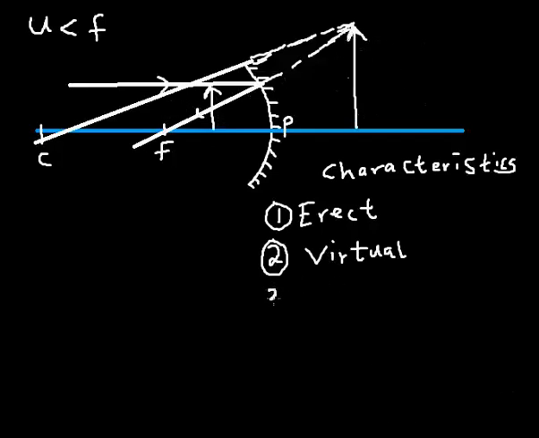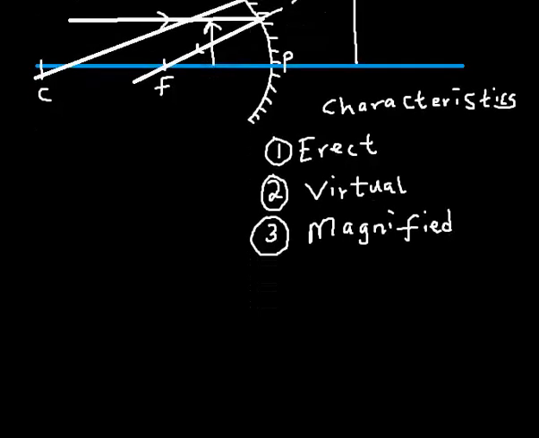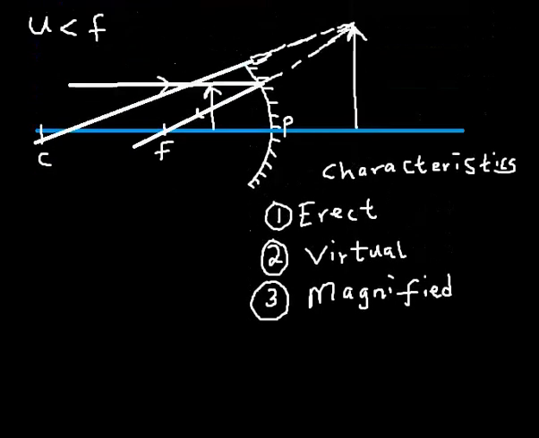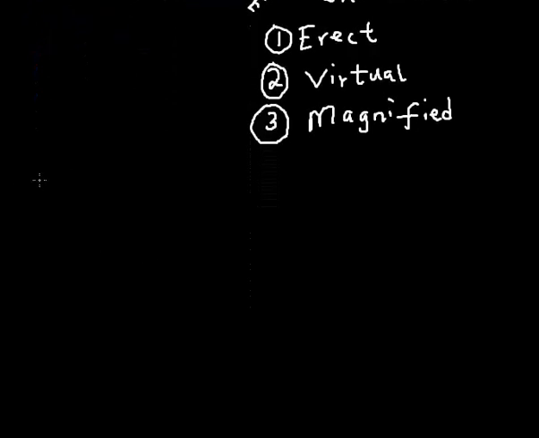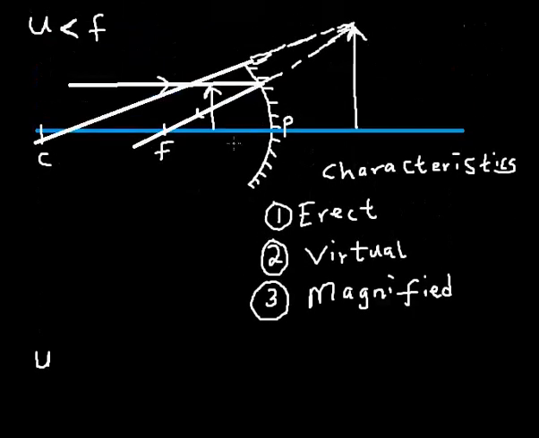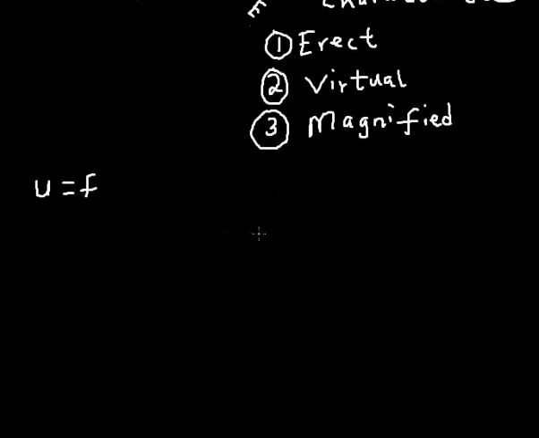Number 3, another thing you notice about the image is that it's magnified, that is, bigger than the object. And of course it's formed behind the mirror. So that is the characteristics when you have the object placed before F. Let's look at another situation where the object is now brought back from this point to F, where U is equal to F. Let's also draw the ray diagram of that.